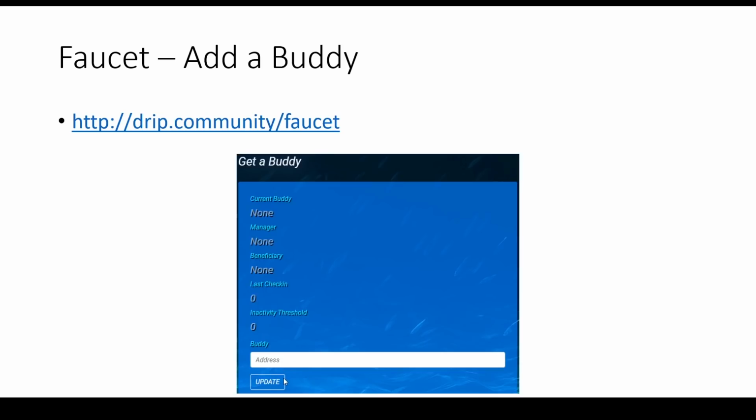So there is a small fee for adding your buddy, but you need to have a buddy. You cannot enter the Faucet. You cannot stake Drip tokens without a buddy.